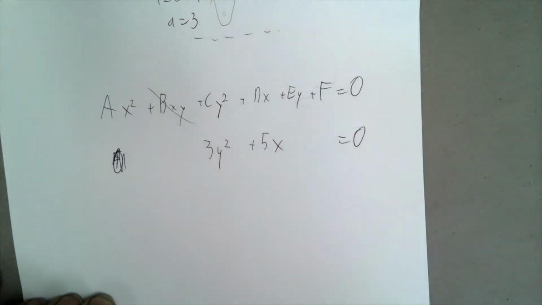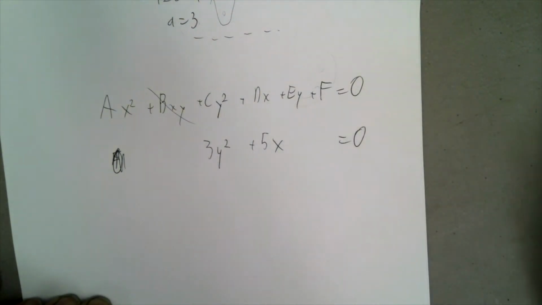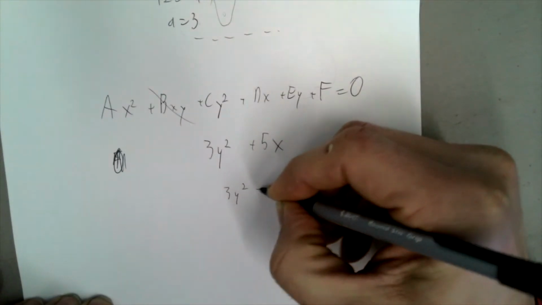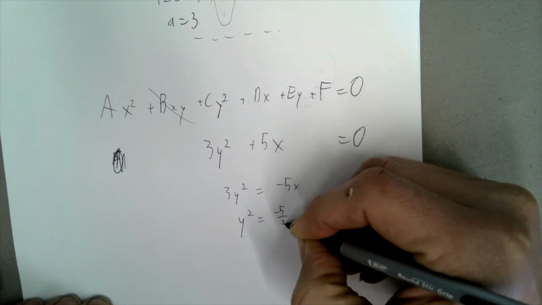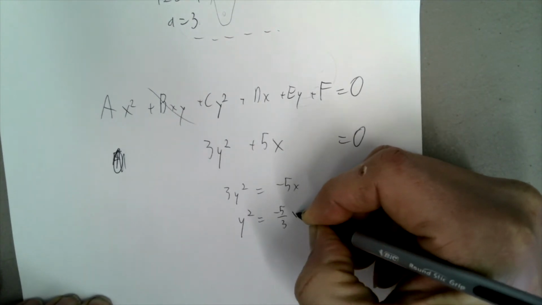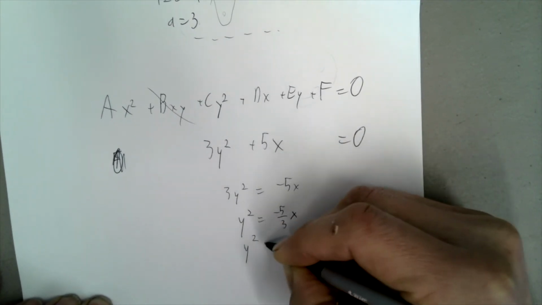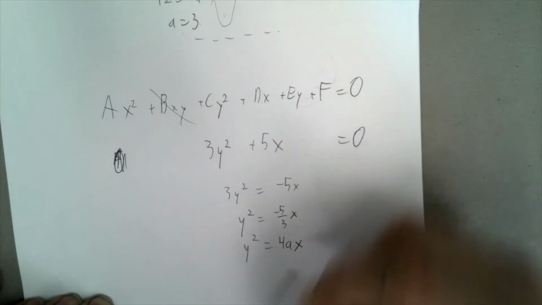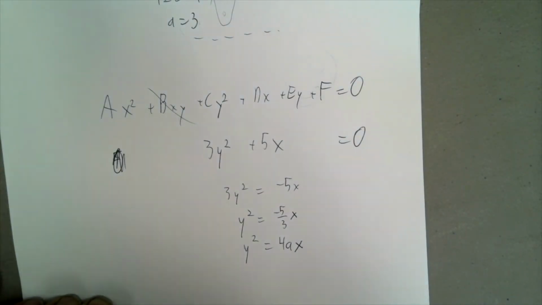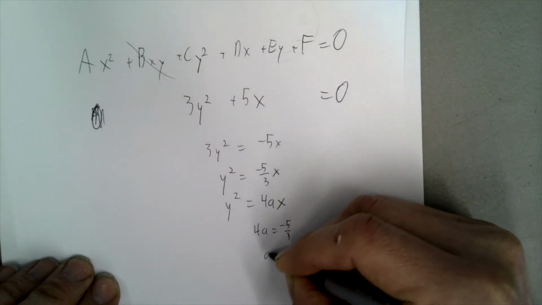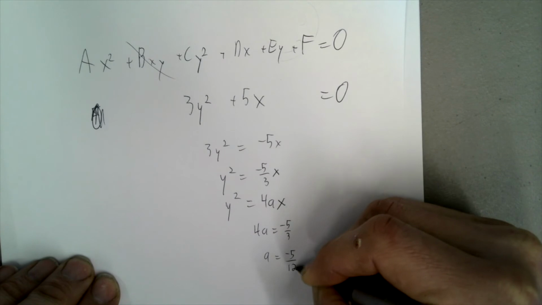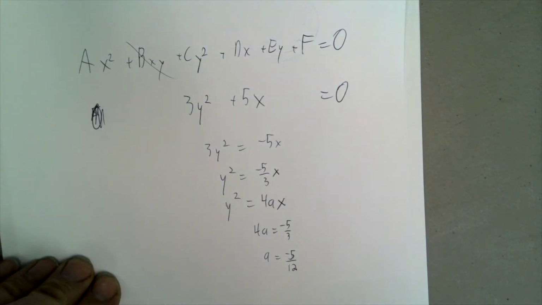But if that's all I've got, then I can put it in this y squared equals form or x squared equals form. In this case, y squared equals. So 3y squared equals -5x. Y squared equals -5/3 x. So that's matching up with this form, the sideways parabola. So 4a has to equal -5/3, or a is -5/12. So I got that negative value right there.